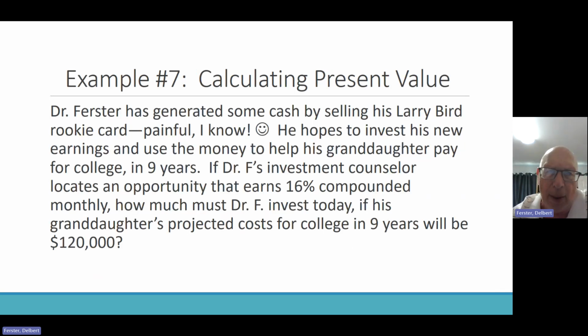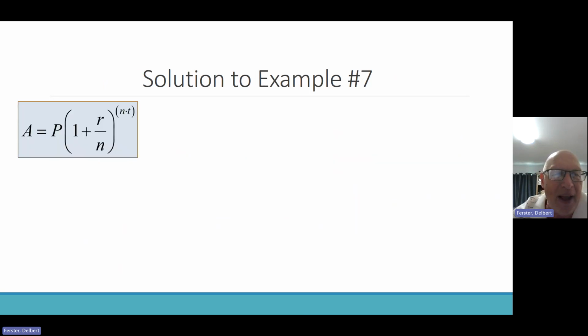Here's a problem from Firster, I'll let you read it. Apparently, he's selling his Larry Bird rookie card. That's rough. But the only good news is he's got to sink some cash to help his granddaughter pay for college, 9 years off, for the youngest Firster to get to college age. This is a killer investment opportunity, 16% compounded monthly. Having sold his Larry Bird rookie card, how much does he have to invest now so that after 9 years, that money grows to $120,000? And the sad question is, is that enough for college? In 9 years, probably not even close, but we'll do it anyway.